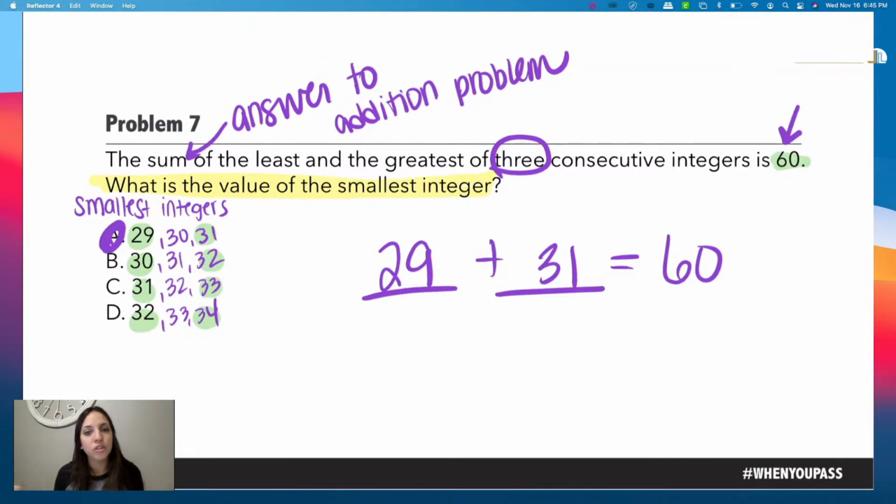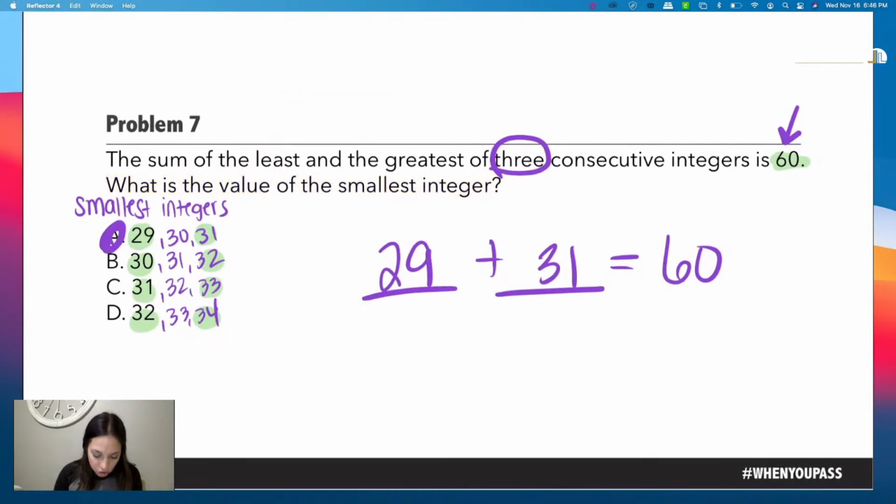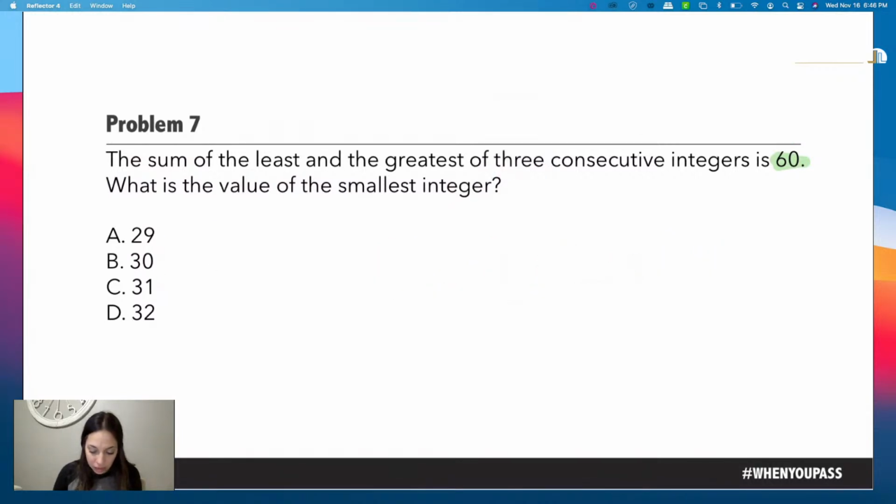Now, how would you solve that algebraically? Well, great question. Let's duplicate it and do it algebraically. All right. How would I solve this algebraically, not using my answer choices? Because quite frankly, I am not an answer choice kind of person. I'm a very algebraic thinker, so I'm going to solve it algebraically if I can. So I'm going to define my variable. x equals my smallest integer.